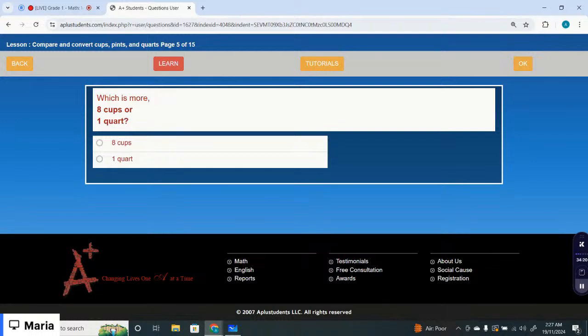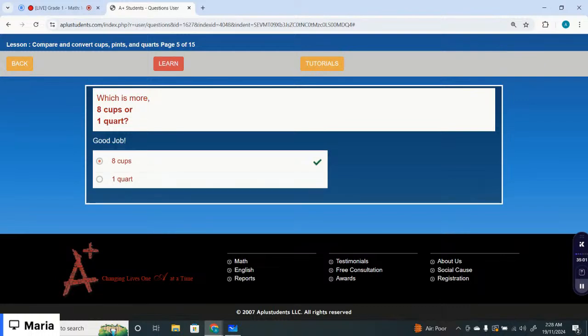Which is more, 8 cups or 1 quart? Which is the correct option? The correct option is 8 cups. Which is more, obviously 8 cups, because 1 quart equals 4 cups. So then 8 cups is more than 1 quart. Option number 1 is the correct option.